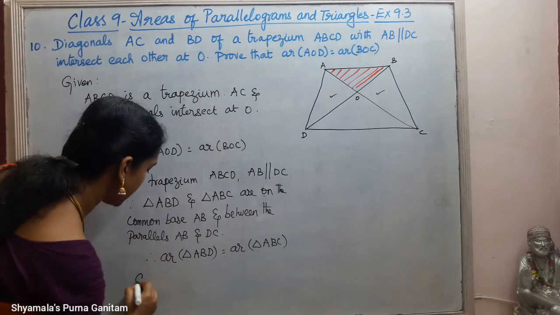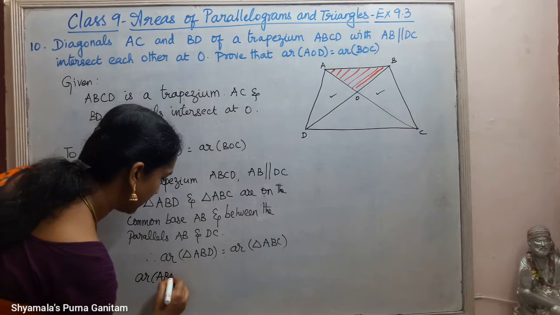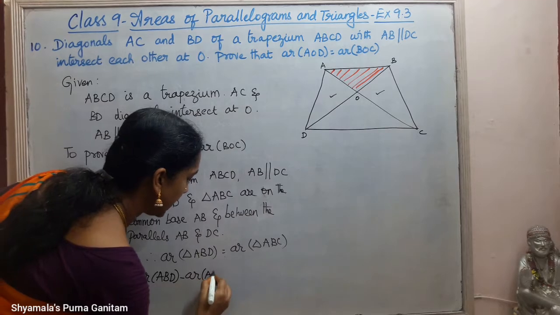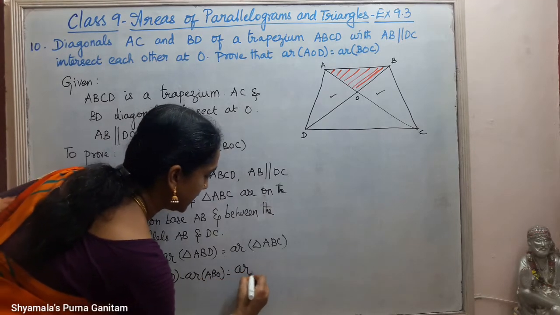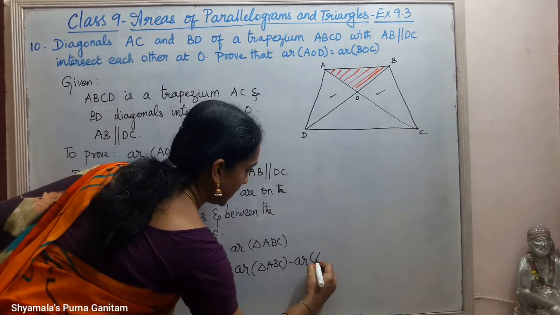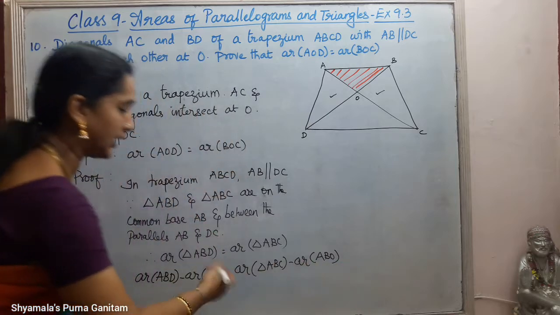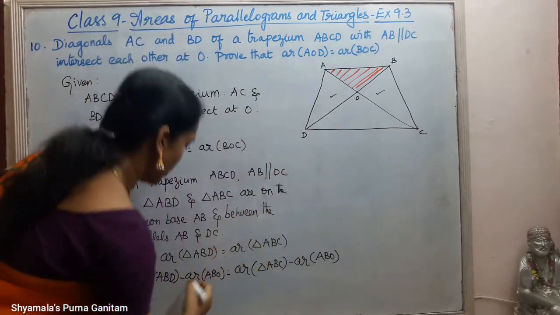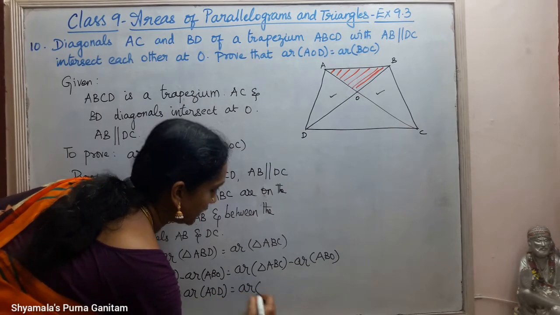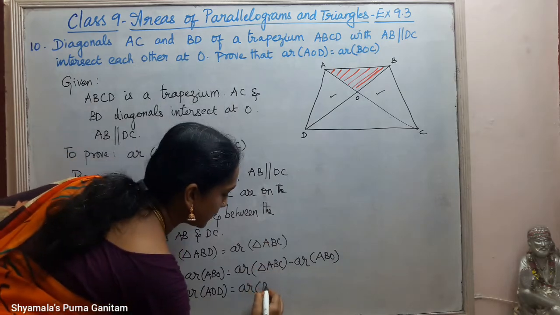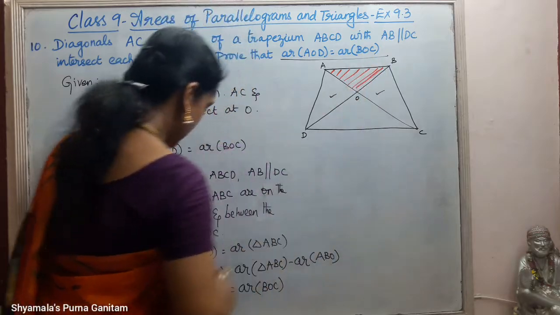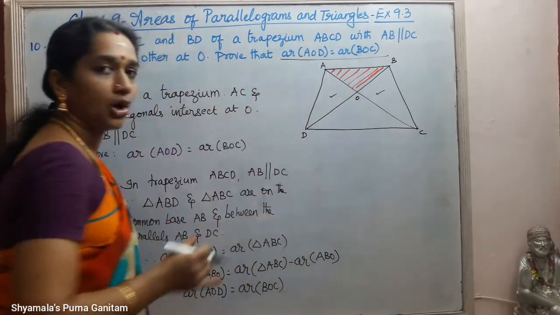So area of ABD minus area of ABO, in both the sides I am subtracting, area of triangle ABC minus area of ABO. When I subtract this, I get area of AOD is equal to area of BOC. So what was I asked to prove? Area of AOD is equal to area of BOC.